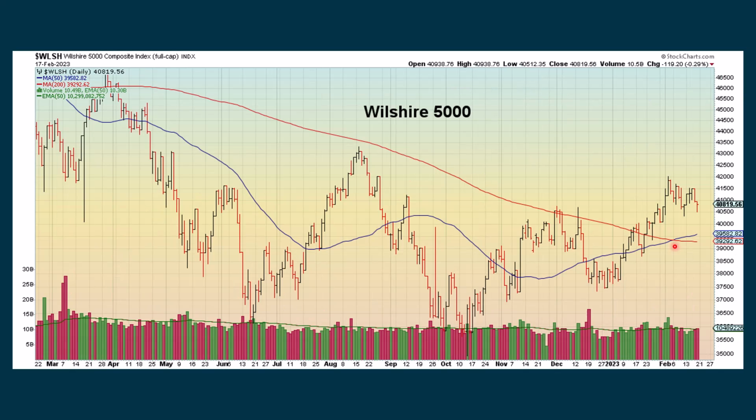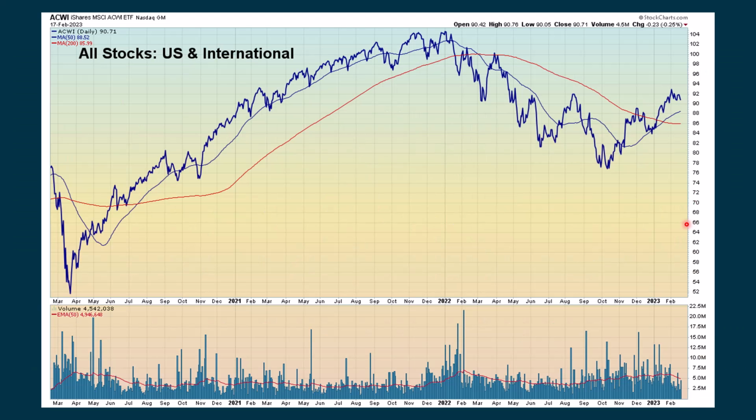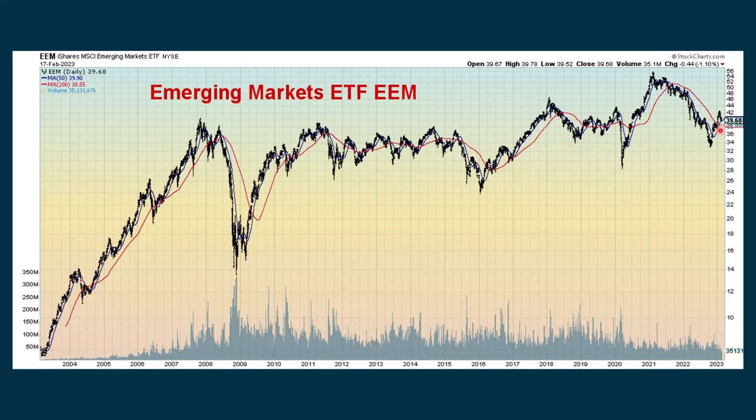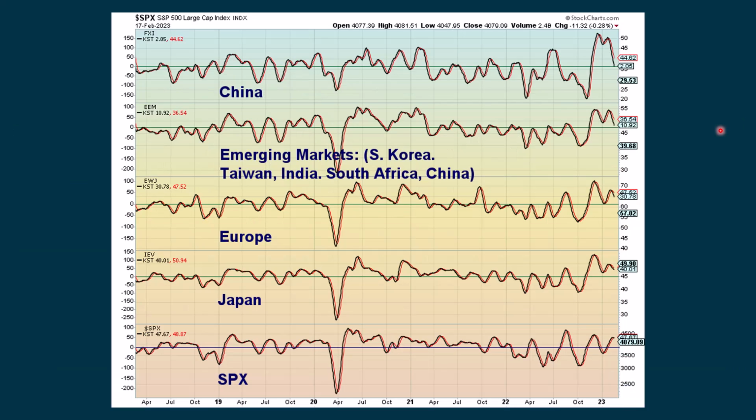The NYSE composite is still in an overall uptrend. The Wilshire just gave us a recent golden cross and has been holding up fairly well. All stocks also a recent golden cross and are in an overall uptrend. Emerging markets also a recent golden cross. Looking internationally, China's been having some trouble. The emerging markets are going back down.